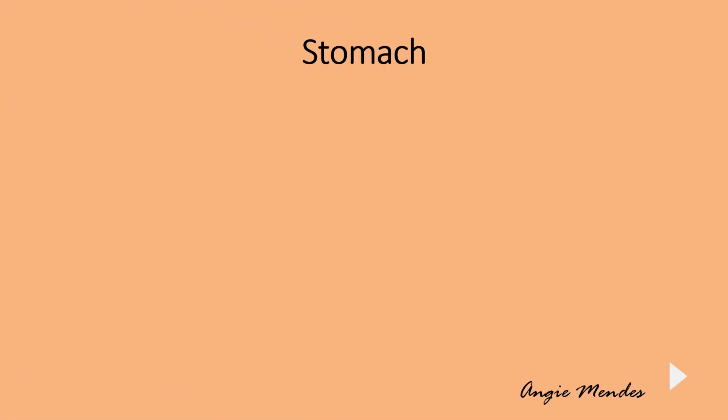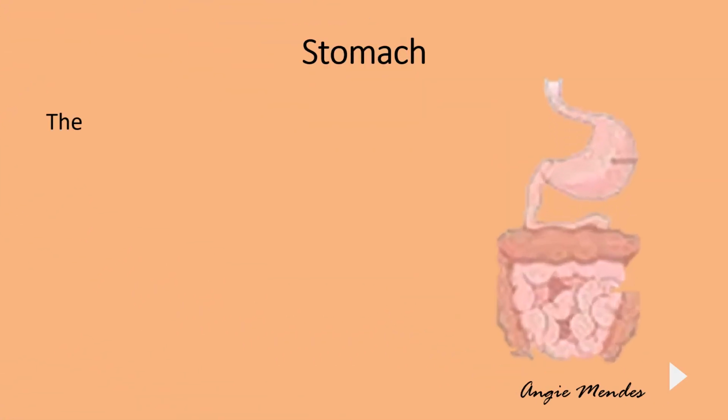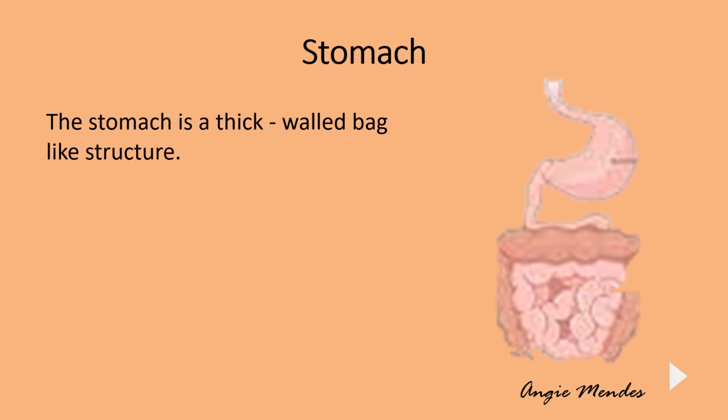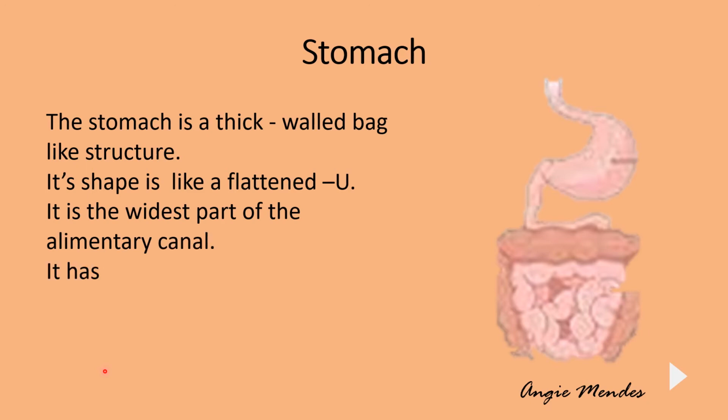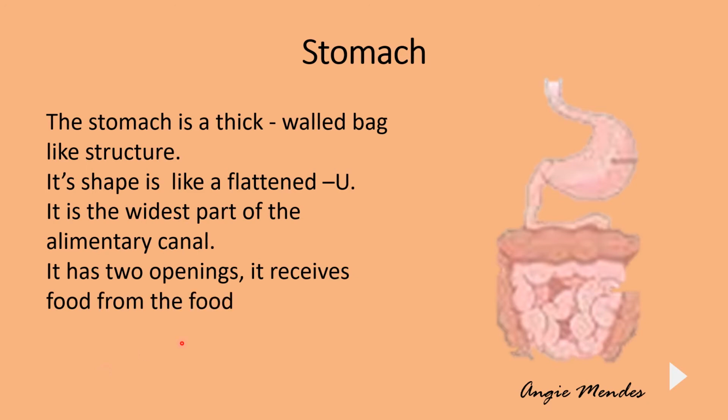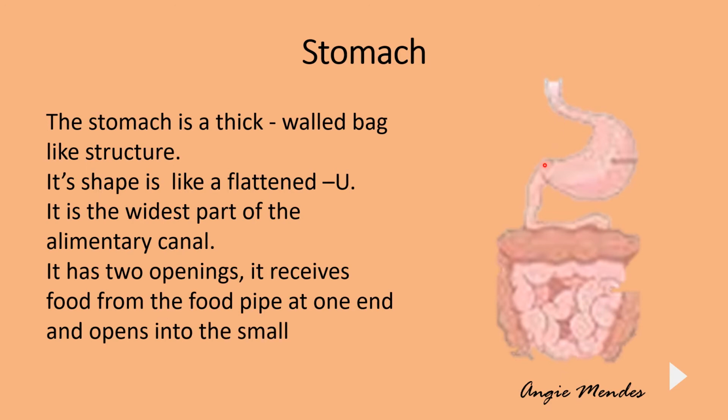The stomach. The stomach is a thick-walled bag-like structure. Its shape is like a flattened U. It is the widest part of the alimentary canal. It has two openings. It receives food from the food pipe at one end and opens into the small intestine at the other.